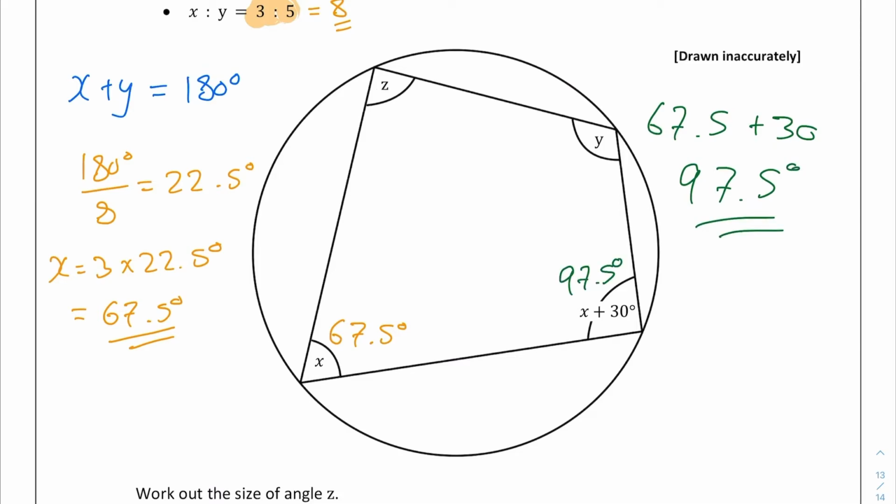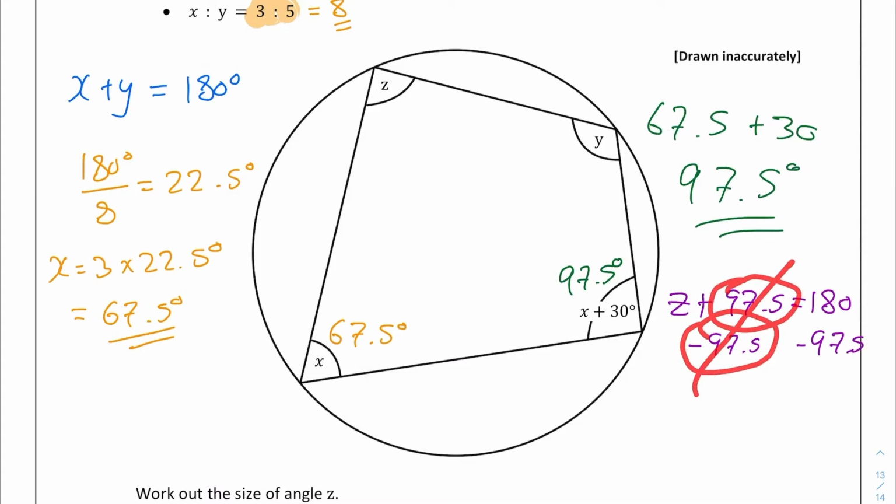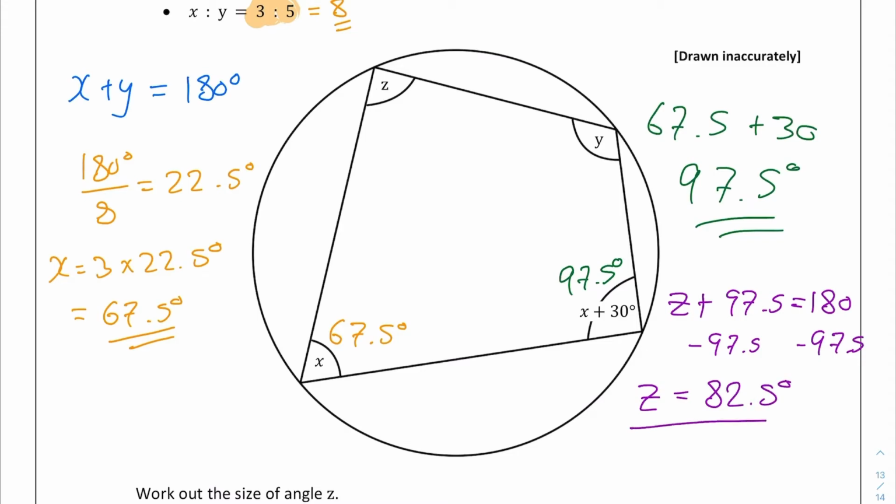And like I said before, z plus this angle is equal to 180. So z plus 97.5 is equal to 180. Because we want the value of z, we're going to have to minus this 97.5 away. So minus 97.5, and because we did this on that side, we're going to do the same on this side as well, so also 97.5. 97.5 minus 97.5 cancel each other out, leaving us with a z on the left side. And 180 minus 97.5 gives us an answer of 82.5 degrees, and that is the value of z.